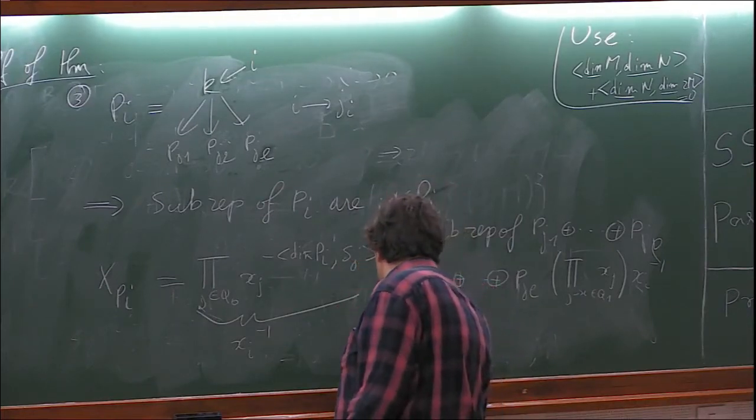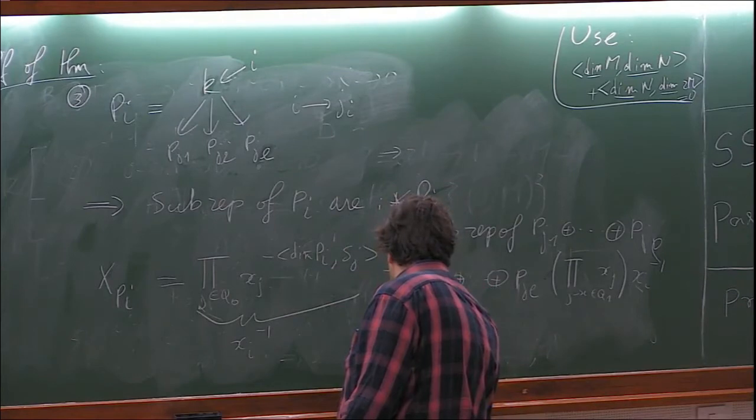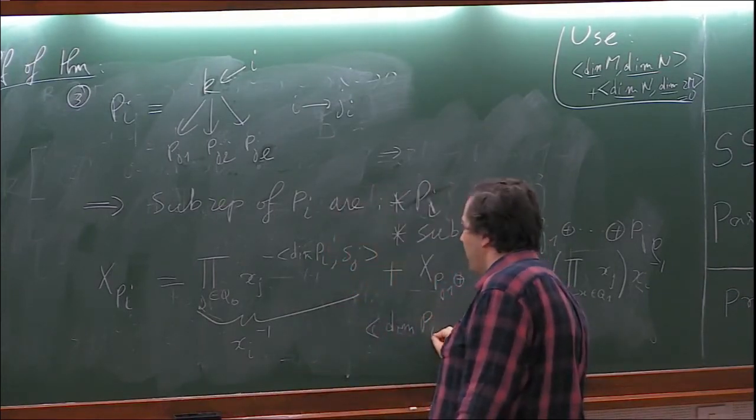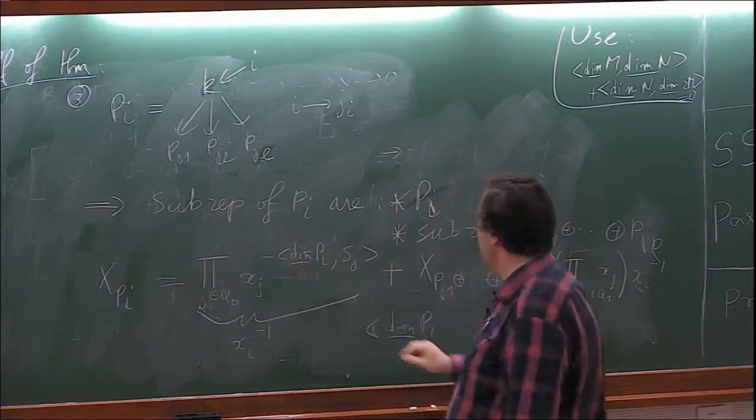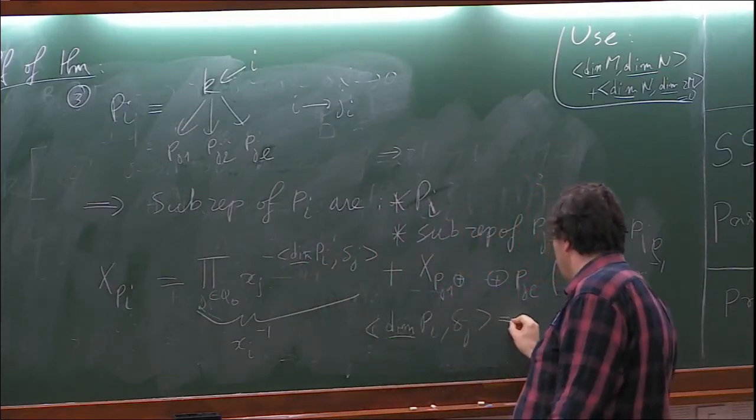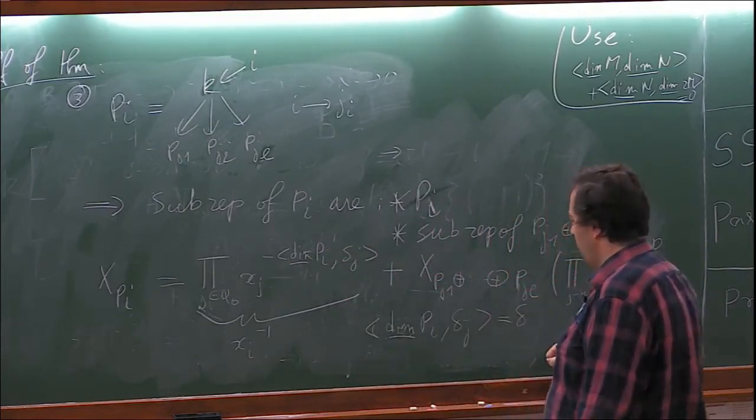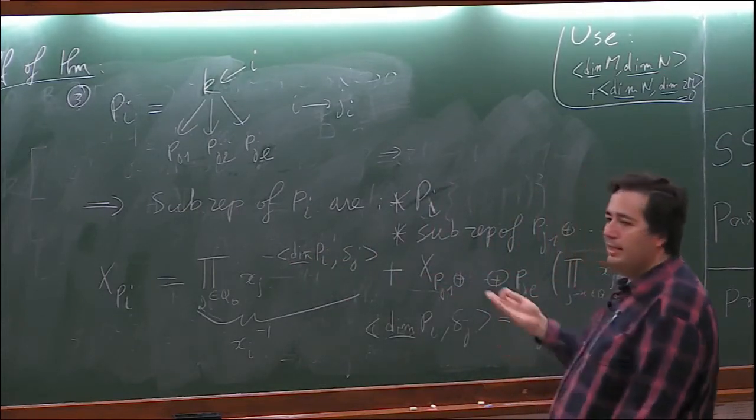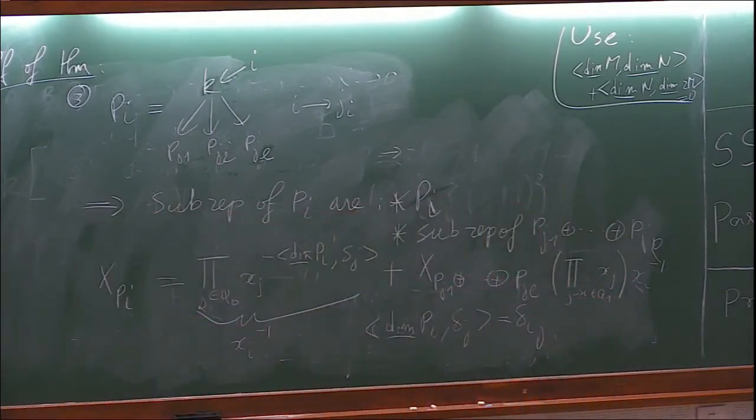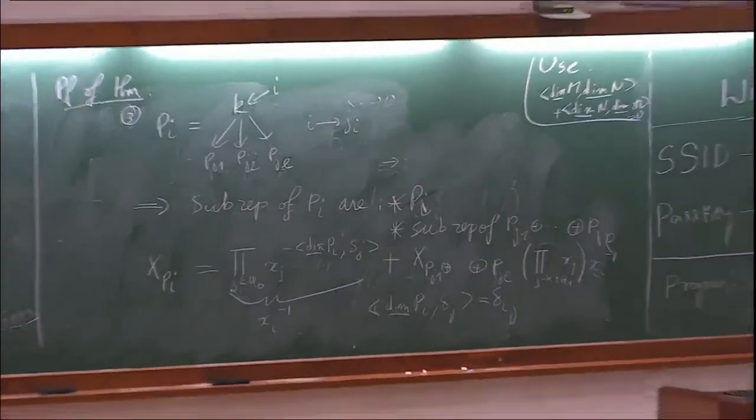You can prove that the Euler form of dimension of pi, this is an underlined dimension, and delta ij is just the Kronecker symbol. And why is that? Let me explain why in one second. So you are looking at this formula.